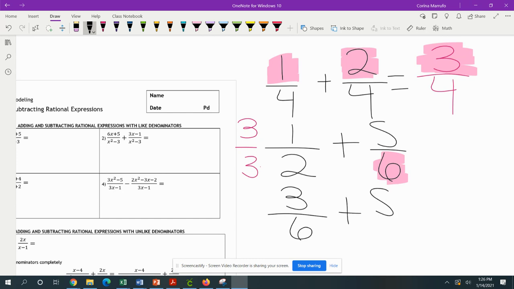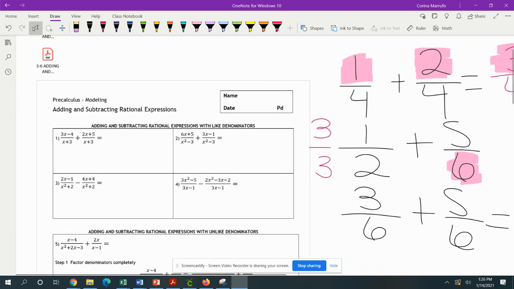So now we have 3/6 plus 5/6. And you can go ahead and add those together. 3 plus 5 gives you 8/6. And then, of course, you would simplify or reduce your fractions, whatever you got to do there. But you have to make sure that you have a common denominator before you add them.